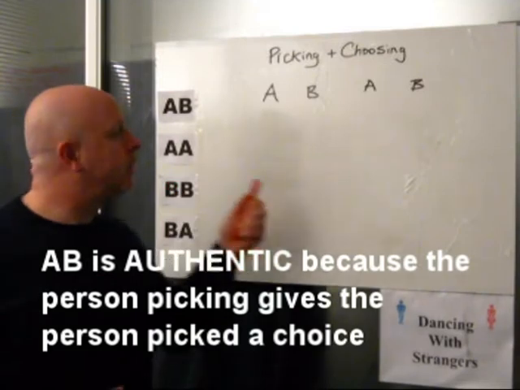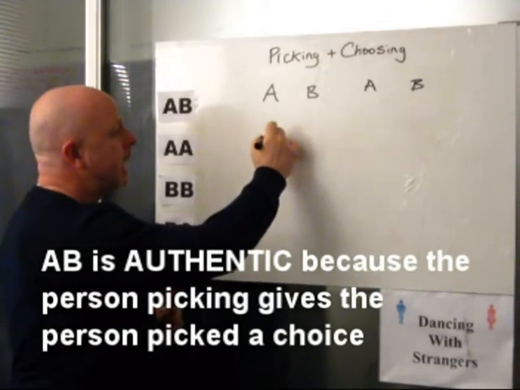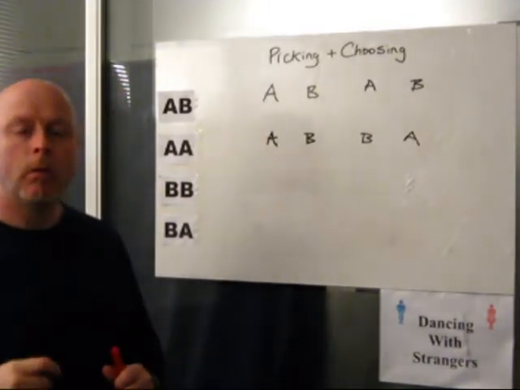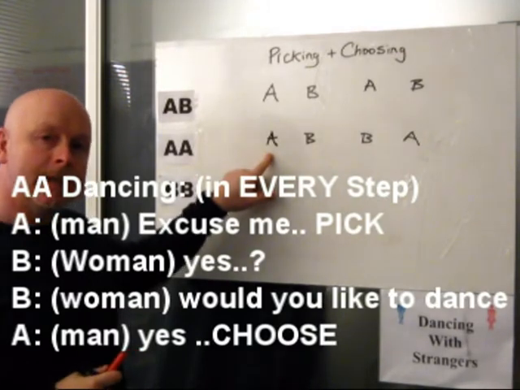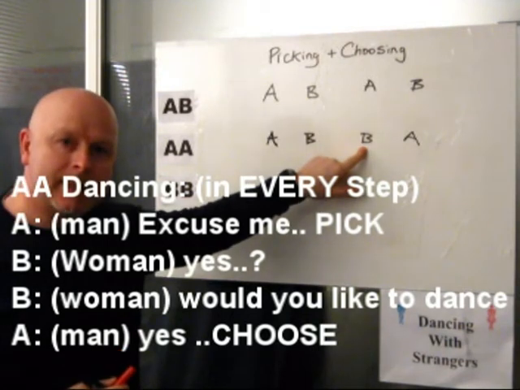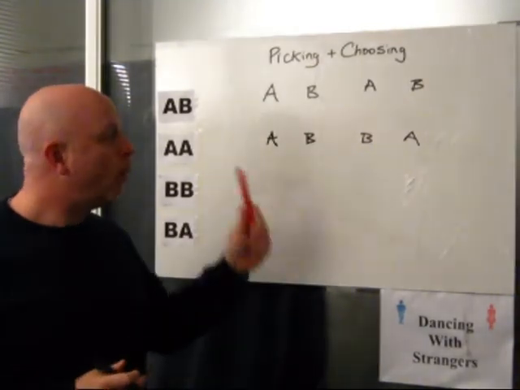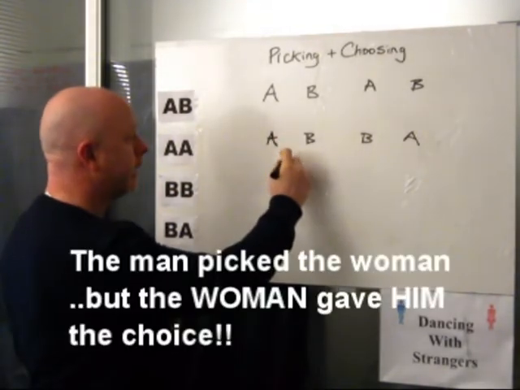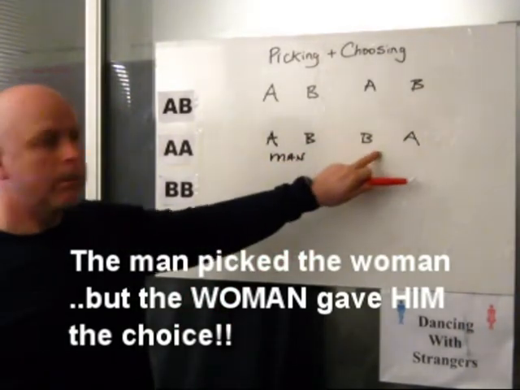How would that work if we transfer that into the AA scenario? AA is A, B, B, A. So what would that look like? That is, I would approach the girl, I would say, "Excuse me, miss." She would say yes, and then she would say to me, "Would you like to dance?" And I would say yes or no. What has happened here is that in AA dancing, the man is picking, but he's also choosing.